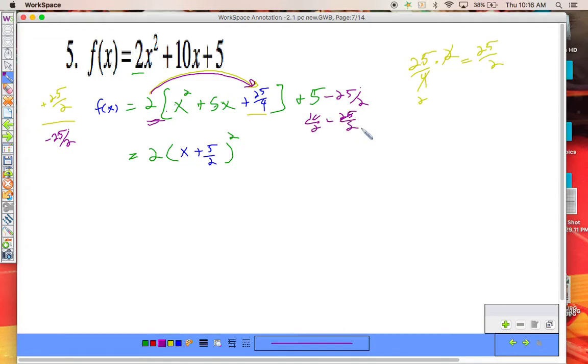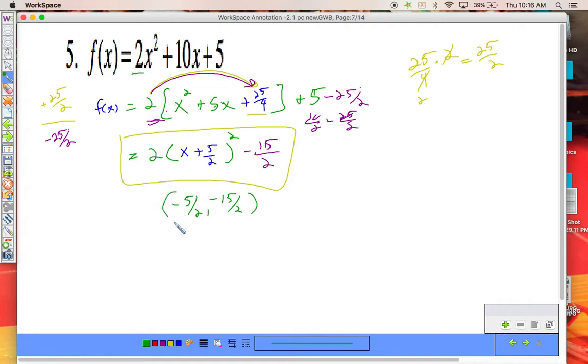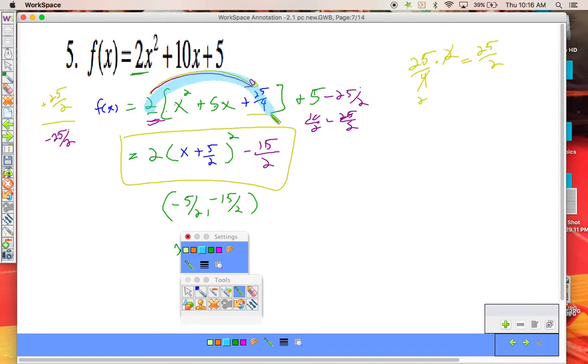Get common denominators. My pen's starting to jump around, but hopefully it's good enough. And I get minus 15 over 2. So that is my formula. My vertex is going to be the opposite. Common the number on the outside. My axis of symmetry is going to be x equals that x value. And because my a value is positive, it opens up. This step here is going to get more people than anything.